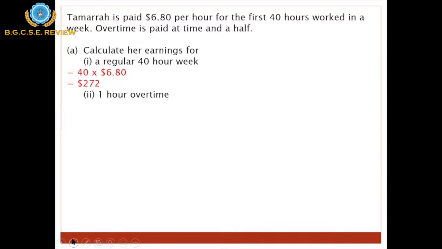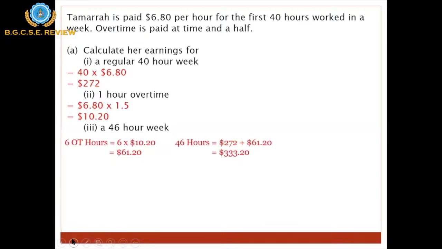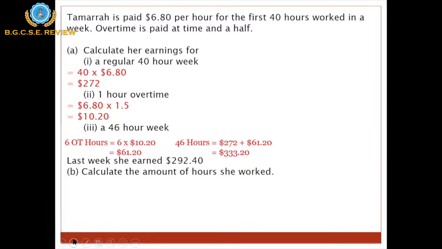Part 2, 1 hour overtime. That's going to be 6.80 times 1.5, which is $10.20. A 46-hour week. And I'll walk through it. Because she worked 6 hours overtime, she made a total of $61.20 for those 6 hours. When I add that to the amount of money she makes for the 40 hours, which was $272, her total is going to be right here. Here's the total amount of money she makes, $333.20.